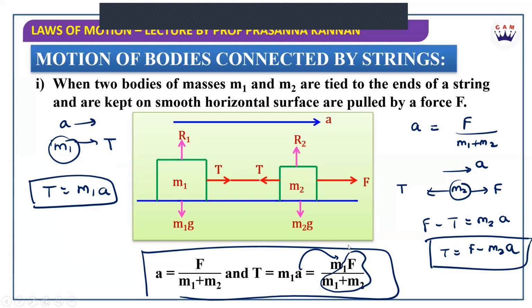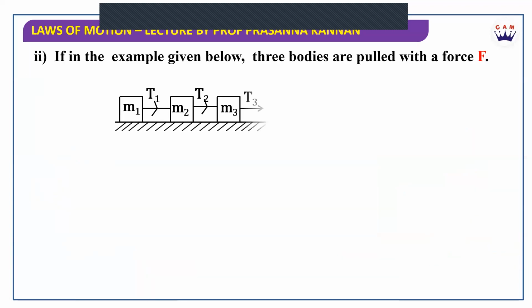Let's move on. Okay, now three objects are there. Now tell me, what is T1 going to be? Let's say, tell me the acceleration. What is the acceleration? Quick. F divided by M1 plus M2 plus M3. Excellent answer. Okay, next. What is tension T1? Simple answer. M1A, M1 into A. Very good.